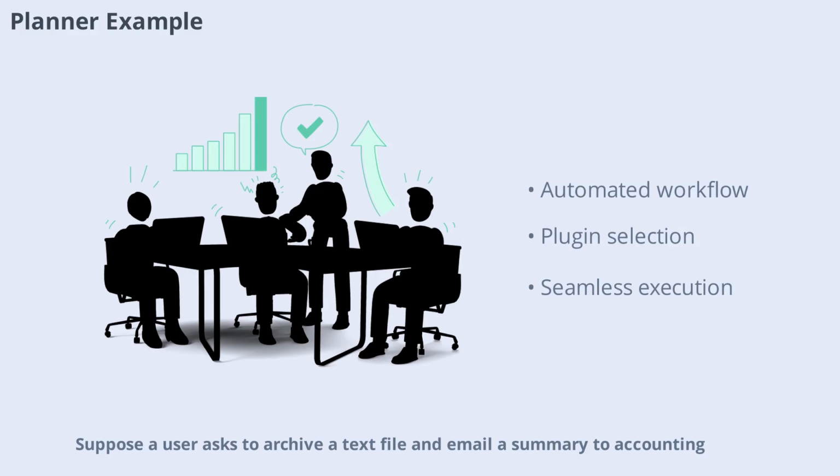Suppose a user asks to archive a text file and email a summary to accounting. The planner identifies the right plugins like file compression and send email, then generates a programmatic pipeline to pass data between them. This hands-off approach lets users automate complex workflows with simple instructions.